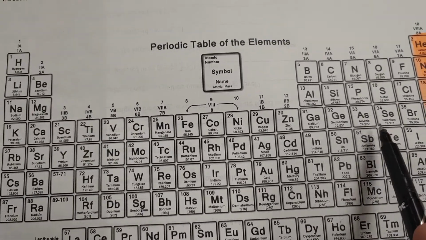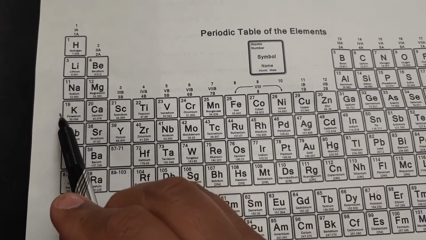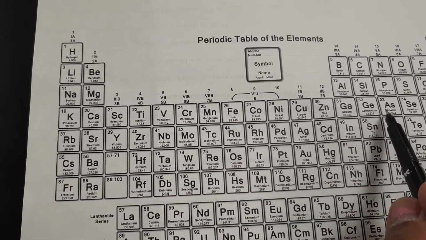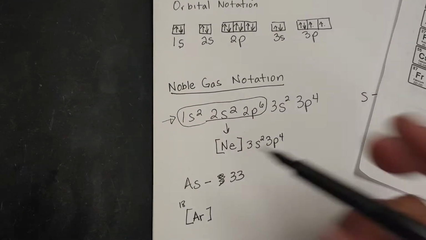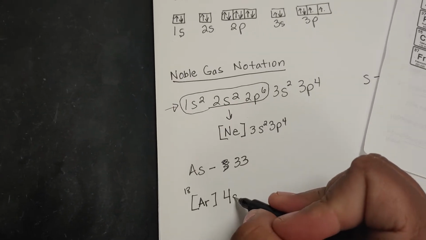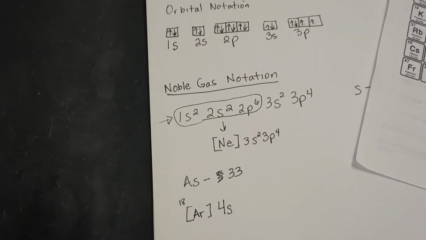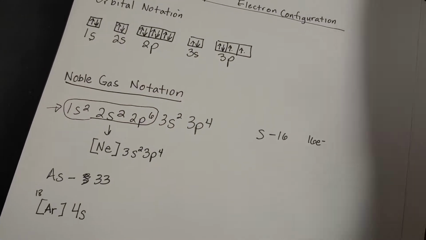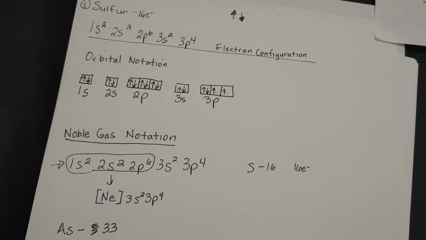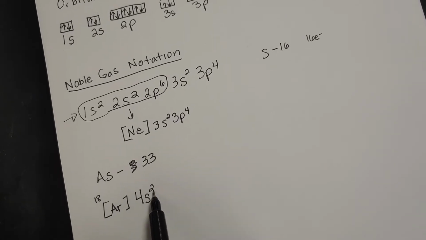What row is arsenic on? Row is horizontal like this, and it's on the 4th row. So 1, 2, 3, 4. 4th row, right? There it is. So you're going to put the number 4 because it's on the 4th row. And every time, you're going to start with the letter S because that's the lowest sublevel. Remember that S's can only hold 2 electrons. So I'm going to put a 2 here. So you're counting this 18 plus 2 more, that's 20, right?